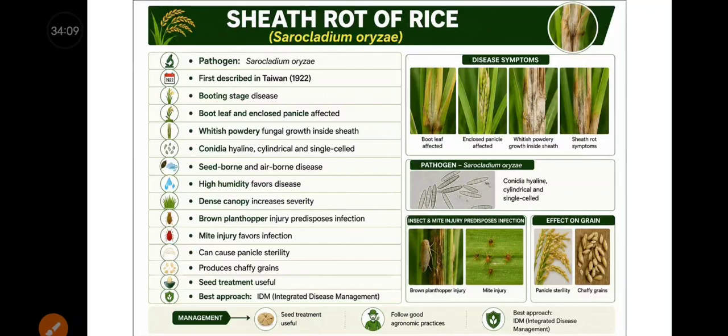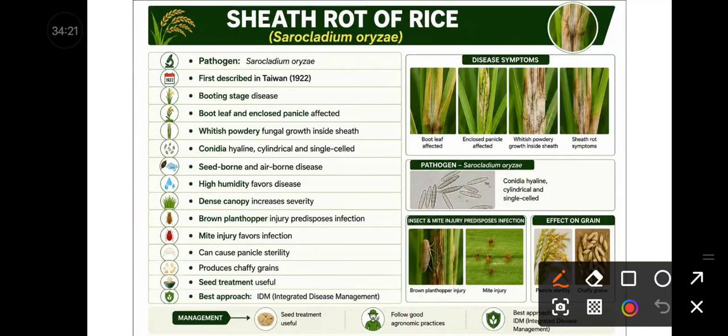Then about the sheath rot of rice. Sheath rot is also very, very important because it directly affects the grains. Okay, so it is caused by the fungus Sarocladium oryzae, first described in Taiwan in 1922. It also affects the booting stage of rice. Then the boot leaf that encloses the panicle is affected. See, this is the boot leaf that encloses the panicle. When it is affected, it ultimately affects the panicle and ultimately our yield is affected.